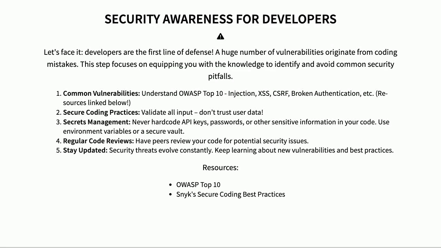Okay, so let's talk about getting developers on board with security. A lot of vulnerabilities actually start right in the code itself. That's why it's so important to make sure everyone understands basic security concepts. We're going to cover some common problems like injection attacks and cross-site scripting, which are huge risks. It's all about building good habits from the beginning, always validating user input, using secure ways to store secrets, and getting your code reviewed by others. And crucially, security is an ongoing process. You need to keep learning as new threats pop up. I'll link some helpful resources below where you can dive deeper.